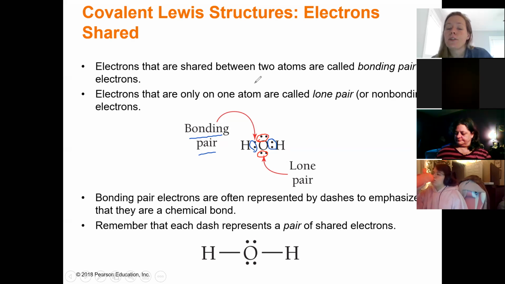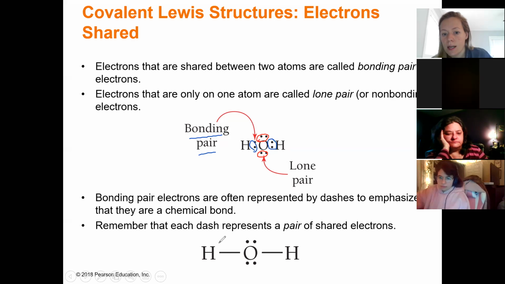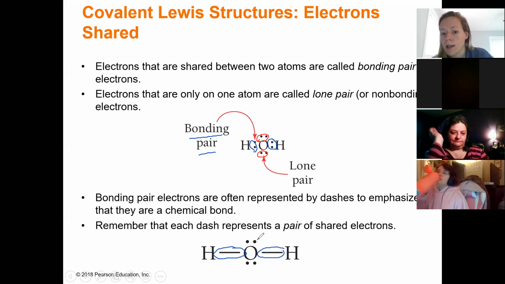To make it easier for the reader, a lot of times those bonding pairs they will draw as a line. So you can see here, they've taken this here and this here, and they've made it a straight line or a stick. And that just makes it a little easier to differentiate between our bonding pairs, what's connecting 2 things, and then the lone pairs, which are just there because they need to create an octet on the central atom. So I will be drawing these as bars.